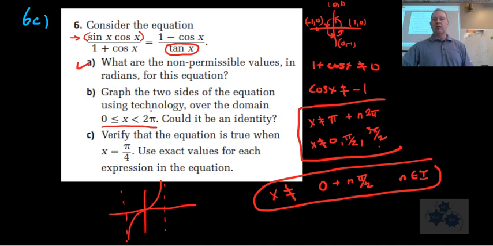B, graph the two sides of the equation using technology over this domain. Could it be an identity? Now, how do we know if it could be an identity? What would have to happen for this to be an identity? Any ideas?